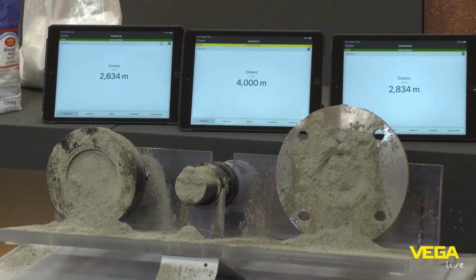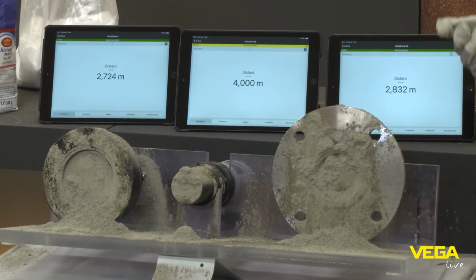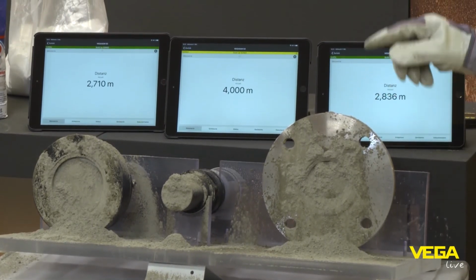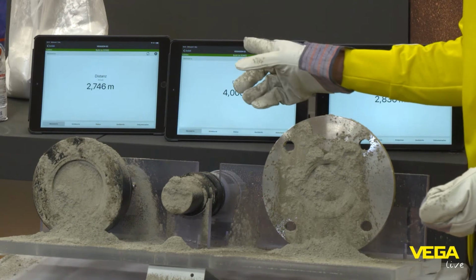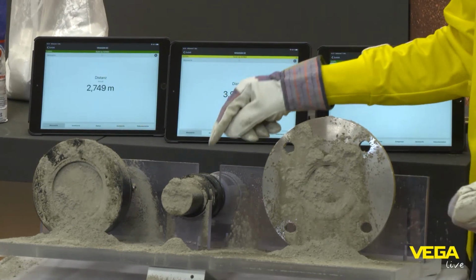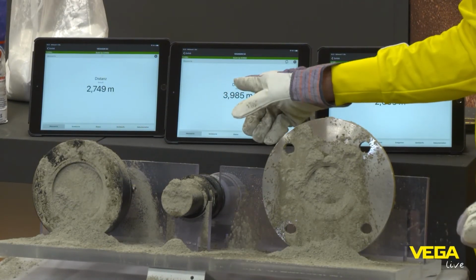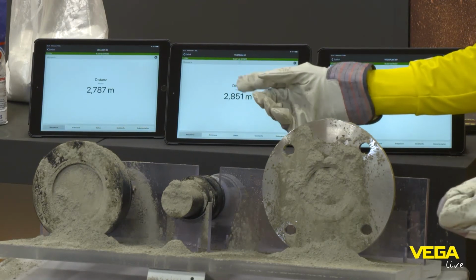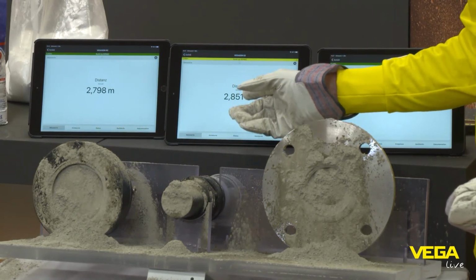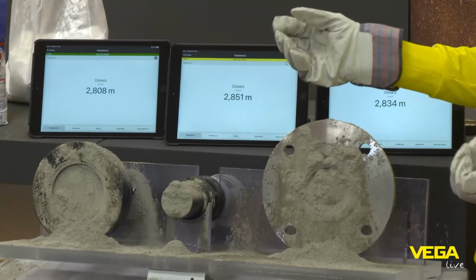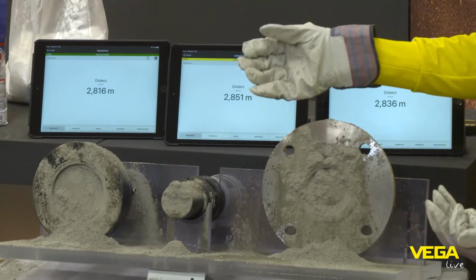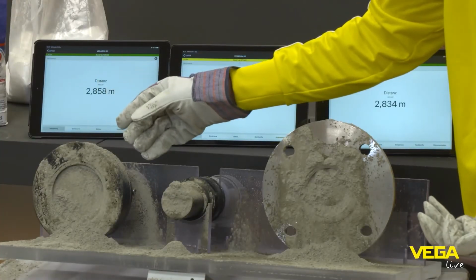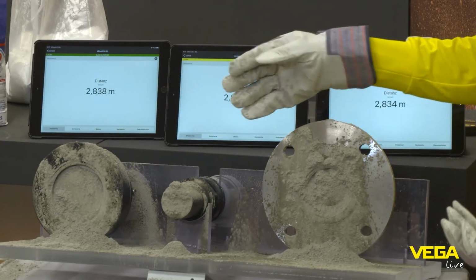What do we see? Vegapuls 69, radar technology, still measures 2.8 meters, even with this kind of build-up. Have a look at the middle. This is the Vegason 62, our 2-inch ultrasonic transducer. It shows now a value of about 4 meters. So this value is not correct. Now it got one time the measurement, but now it's getting yellow on the top, which shows that it has some problems and is requiring some maintenance. Ultrasonic over here, Vegason 63, still has about 2.8 meters.